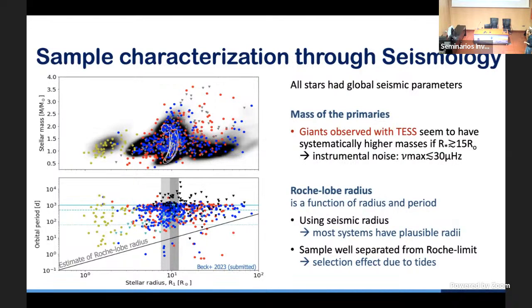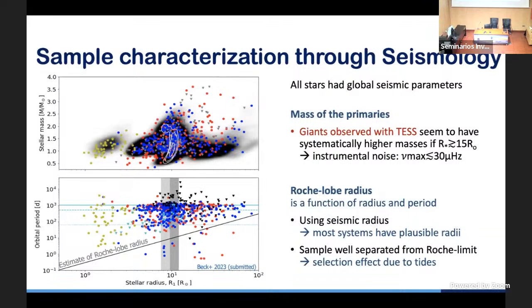And we found a slightly alarming or worrying detail: for stars observed with TESS, there seemed to be some noise. So every star observed with TESS showing solid oscillations above roughly 20 solar radii seems to have an overestimate in the mass. That's independent of binaries, but in this study, we showed that TESS, the red and gray dots, disagree with the Kepler distribution shown in black.